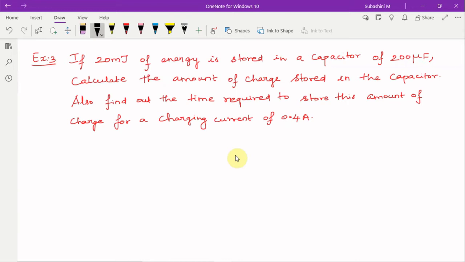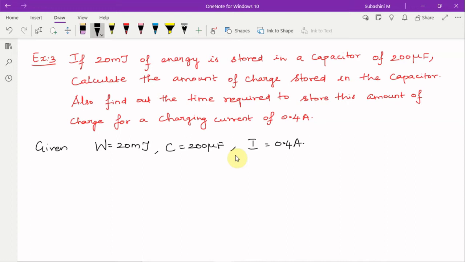Then we have to calculate the time that will be required to store this amount of charge for a charging current of 0.4 amps. So now we will write what are the given values. The energy is 20 millijoules. We will represent energy as W. Energy is equal to 20 millijoules. The value of capacitor is 200 microfarad. And the current value is given as 0.4 amps.